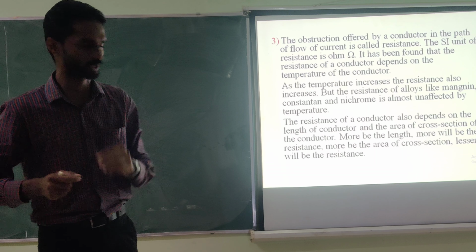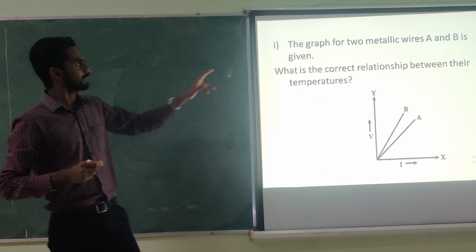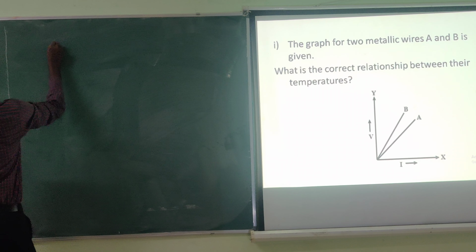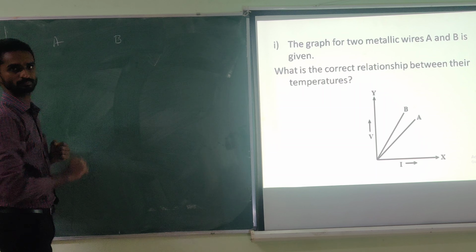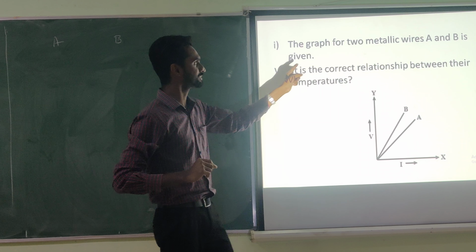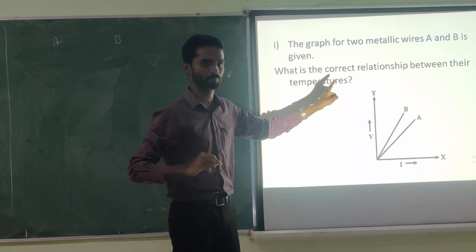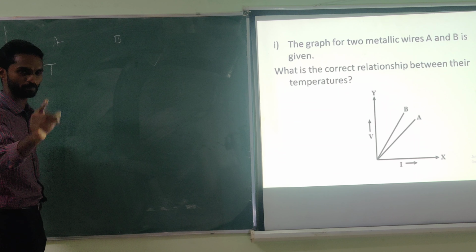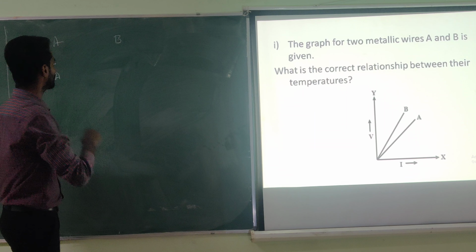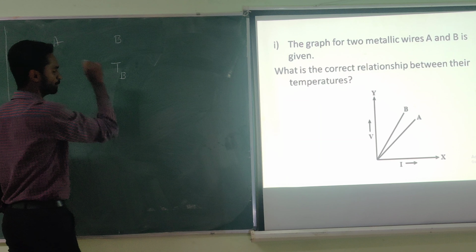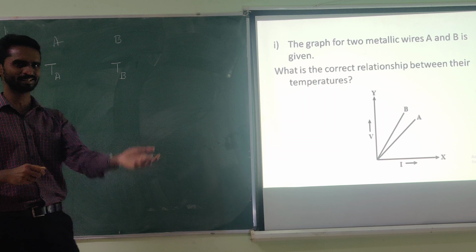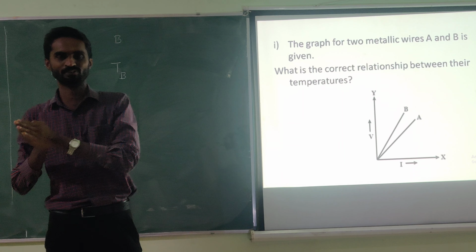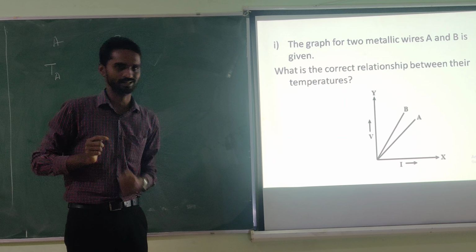The first question I have given is based on the graph for two metallic wires, A and B. What is the correct relationship between their temperatures? You need to tell the relationship between the temperature of wire A and the temperature of wire B. There is no value, nothing. Just tell which one has more temperature and which one has less.